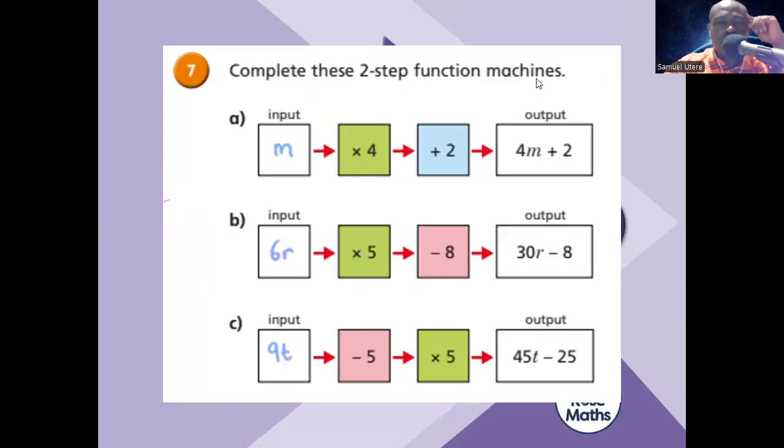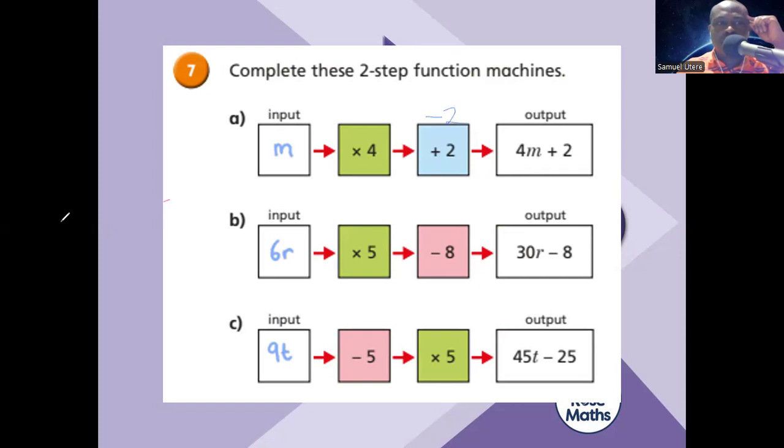So for question 7, you ask, complete these two-step function machines. Here we multiply m by 4, so that's 4 lots of m. We write 4m, and then we add 2. That should be the output. Now, how did we get that? By doing the inverse operation. So if we do 4m, because we're adding 2 going from left to right, we need to subtract 2 going from right to left. So here we have subtract 2.